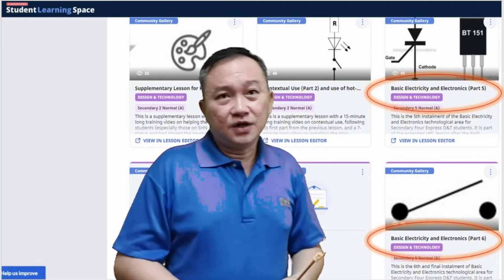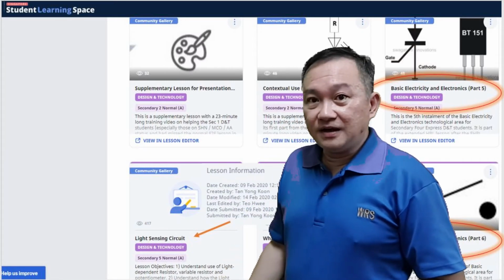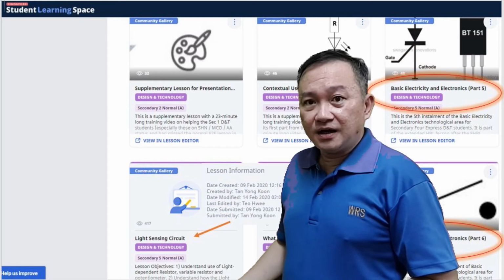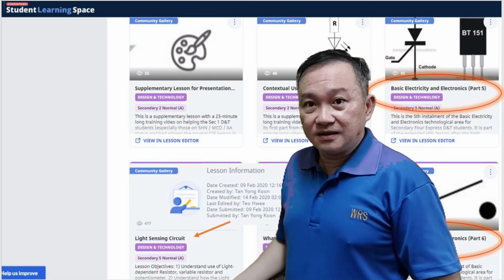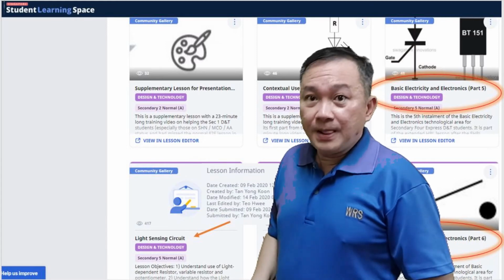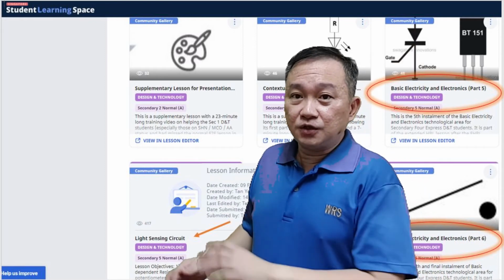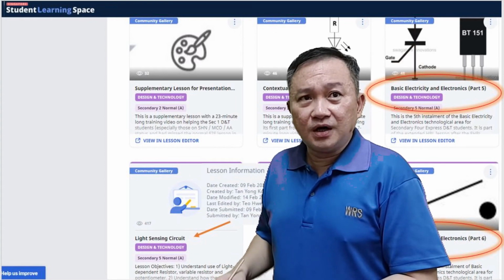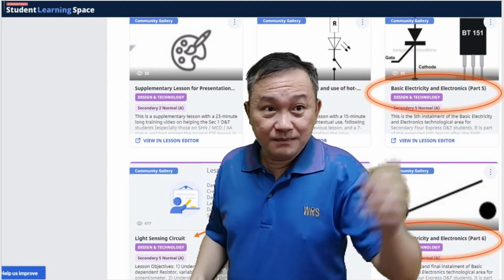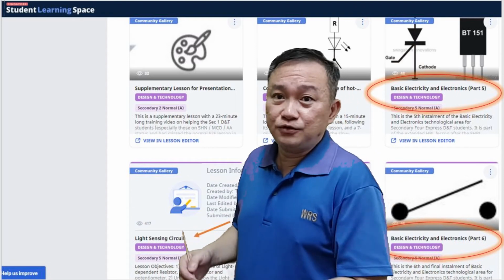Now, of course, not to forget, another colleague in our Singapore schools, Mr. Tam Yong Kun, actually created this light sensing circuit SLS lesson as well. That would be pushed to you as well. But take note, because he caters it for his own school's use. So for example, you just need to know a little bit more about some light sensing circuit, the LDR, in my previous part 2 lesson, and then how it's applied to a garden lamp.